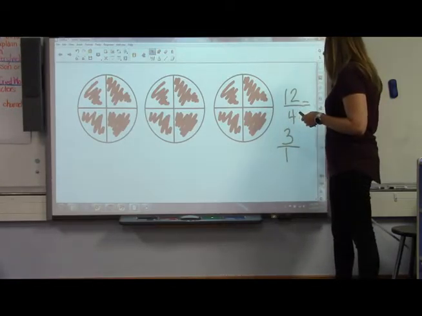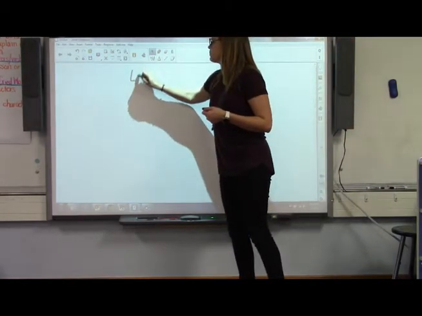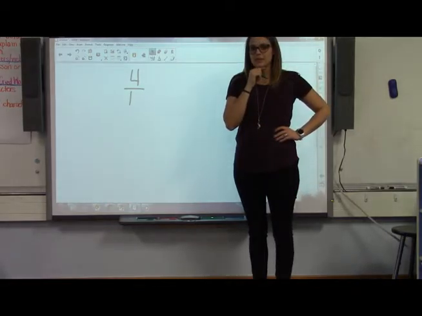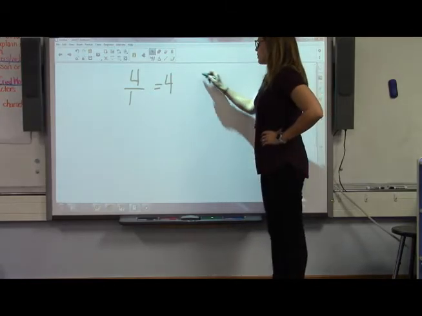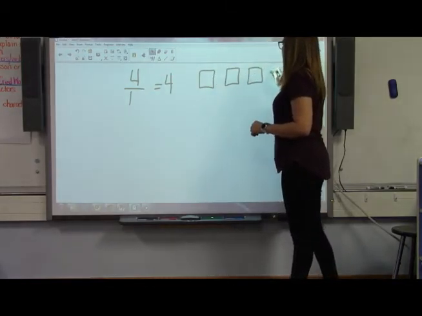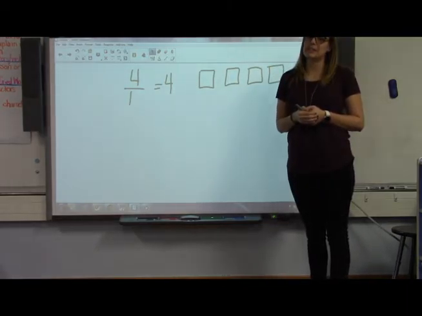Well, what if I changed and just wrote this, 4 over 1? What do you think the number actually is? It's actually 4, okay? It could be having 4 whole squares, okay? If you have any questions, don't forget to see your teacher.